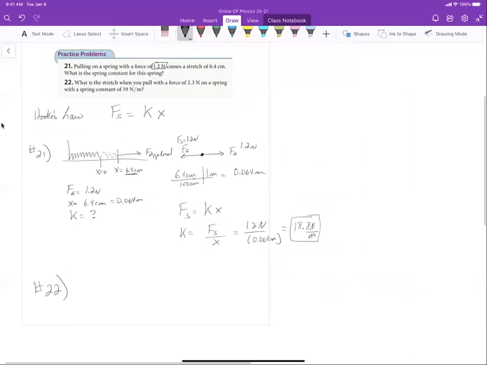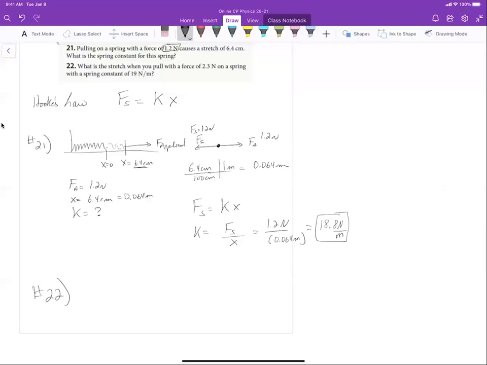Number 22. What is the stretch? How far does it stretch when you pull on with a force of 2.3 newtons on a spring with a spring constant of 19 newtons per meter? So let's draw a picture. I have the spring, and I'm going to pull it. Here's my force of the pull, or applied, whatever one you want to call it. And I want to know this delta X equals question mark.